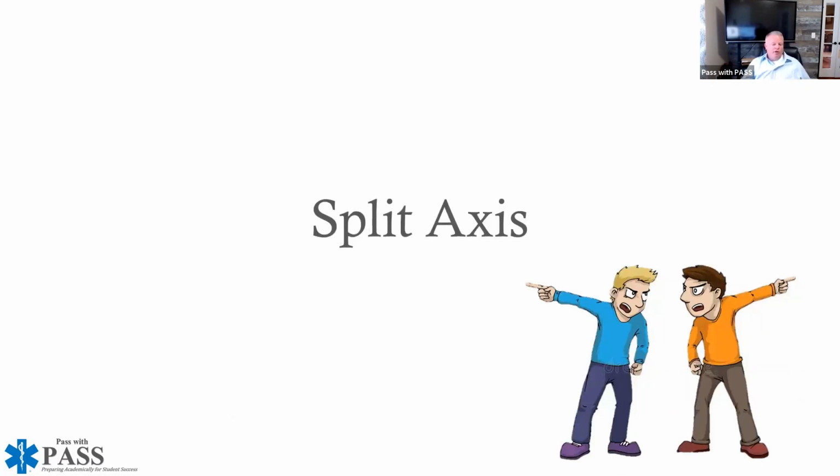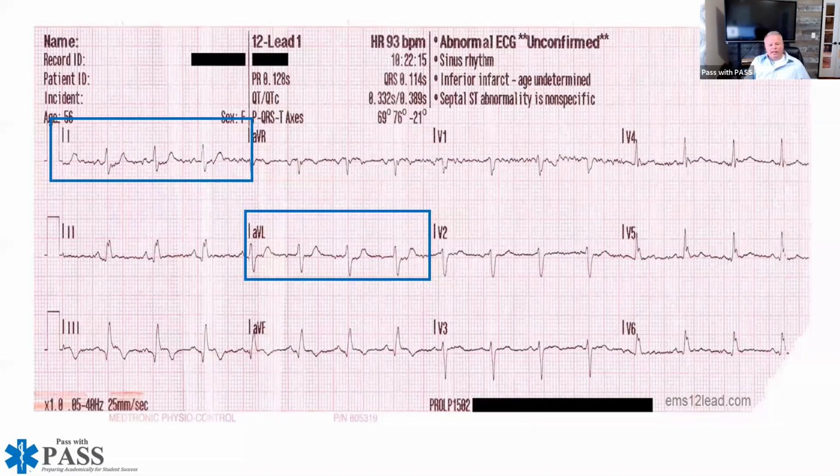What if we're unable to determine which one is the most equiphasic? Well, let's look at that. If I look in lead 1 and lead AVL, I could probably make an argument that those are pretty close. Lead 1 is about half up and half down, and lead AVL is about half up and half down. Man, I really cannot decide.